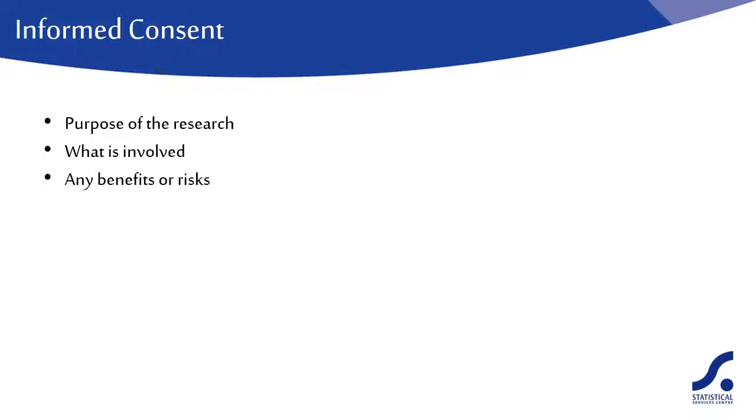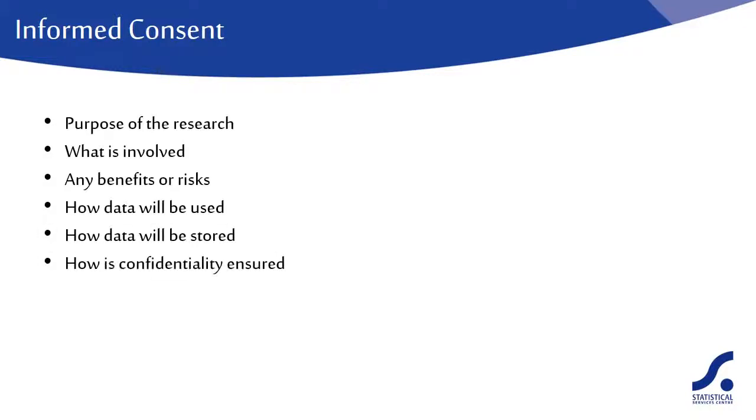Informed consent is an ethical requirement for a lot of research. When gaining consent, you must make provision for sharing and archiving the data. Respondents should be given information on the purpose of the research and what is involved if they agree to participate. Any benefits or risks to them as individuals must be made clear. They should also be told how you are intending to use the data, how it is to be stored, and how you are planning on ensuring confidentiality of their personal data.